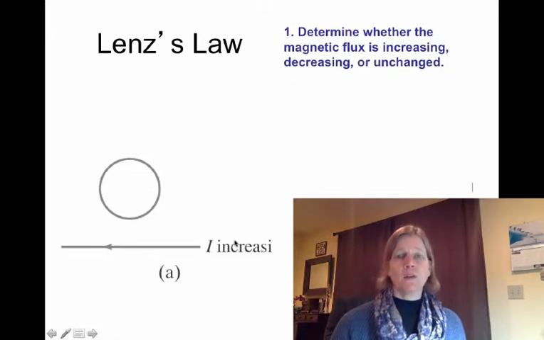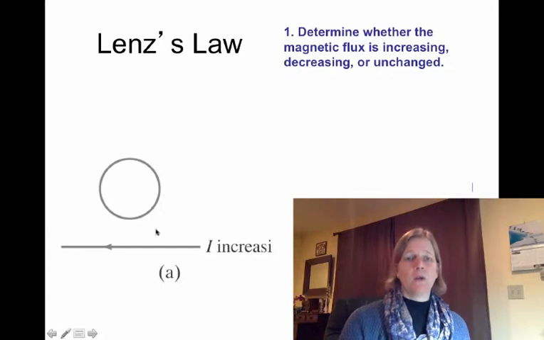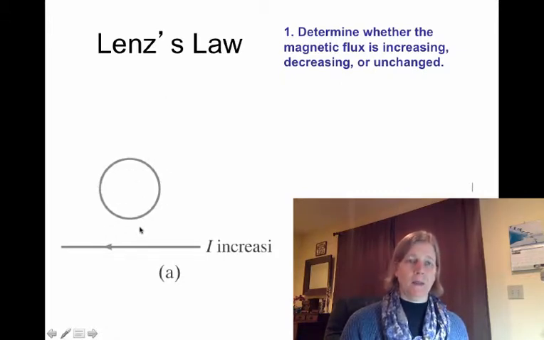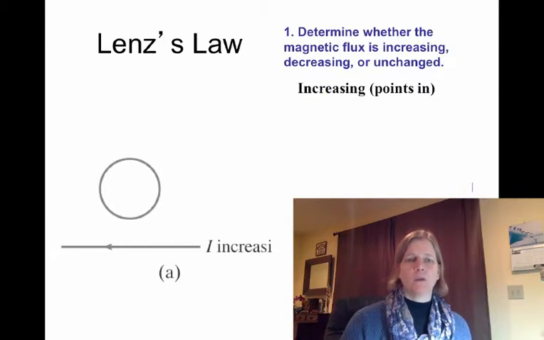So if the current is increasing, the magnetic flux through the loop is also increasing. So this current-bearing wire has a magnetic field. From right-hand rule number 1, we already figured out the direction of the magnetic field is into the page. And if the current is increasing, the strength of the magnetic field is increasing, so the magnetic flux is increasing. There's more magnetic field going through that circle of wire that's just sitting there. So there's a change in flux, there will be an induced current, and the next 2 steps we figure out the direction.